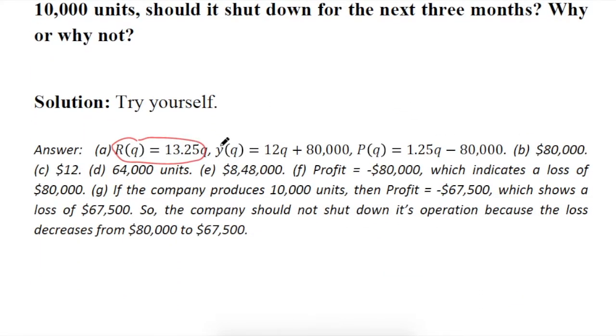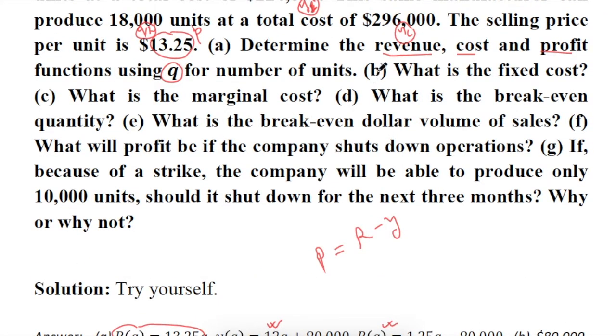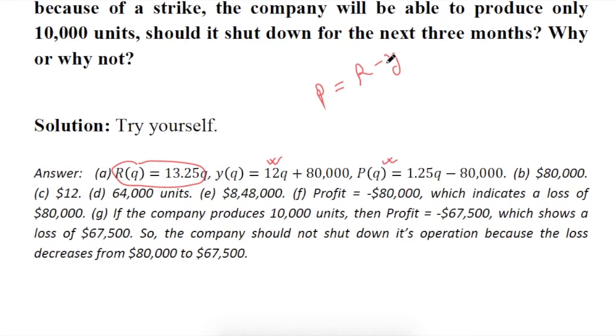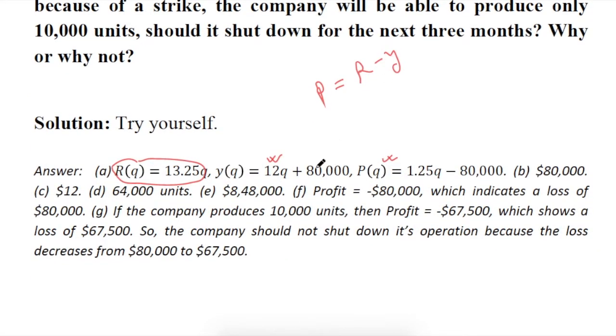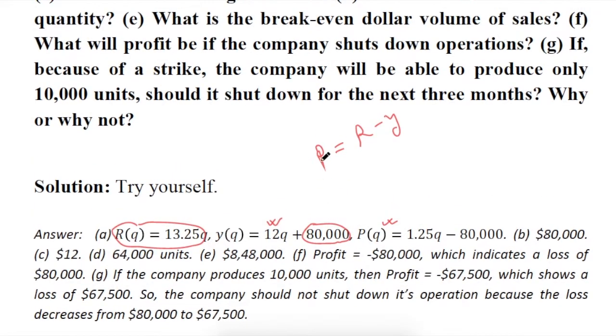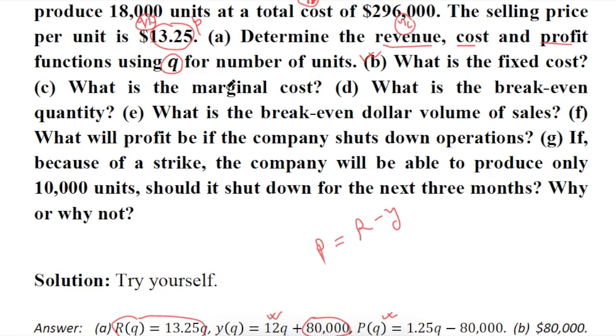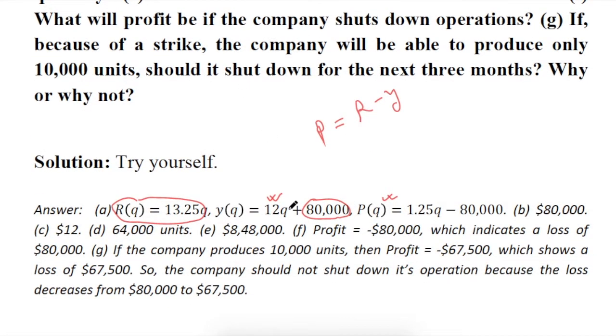So you know the revenue function and you know the cost function. Now you can calculate your profit function by using this formula, P equals R minus Y, and that will be this one. And in B, you need to note the fixed cost, and the fixed cost will be the y-intercept in the cost equation. So this is the fixed cost, $80,000, and the marginal cost is the coefficient of Q in the cost function, which is $12.